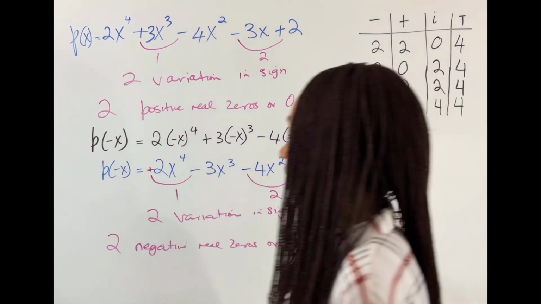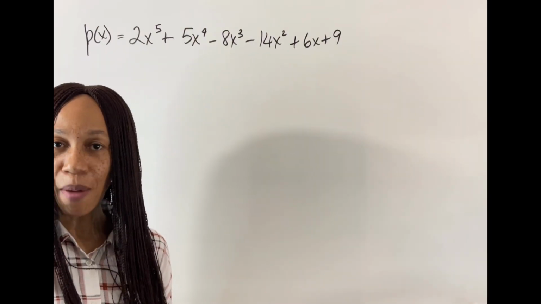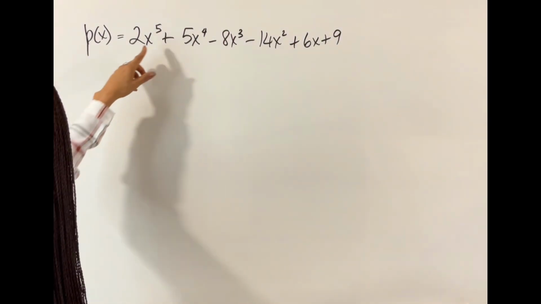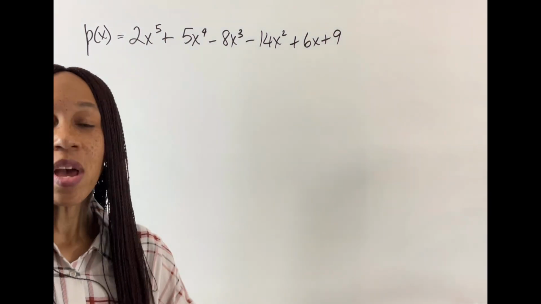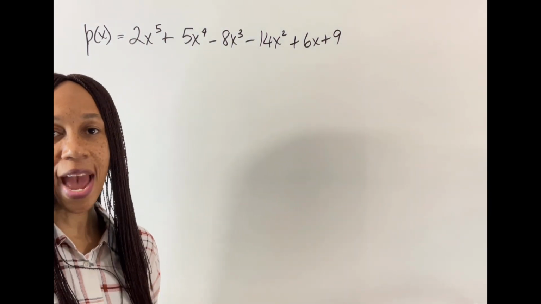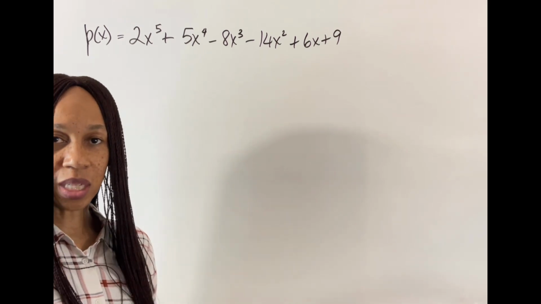Now let's do one last example. In this example, you will notice that the highest exponent here is 5, which is telling you that you are going to end up with 5 zeros.